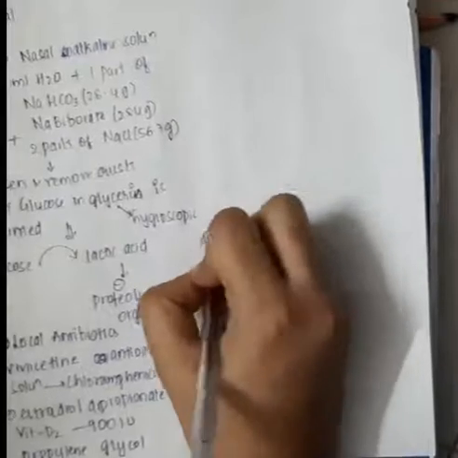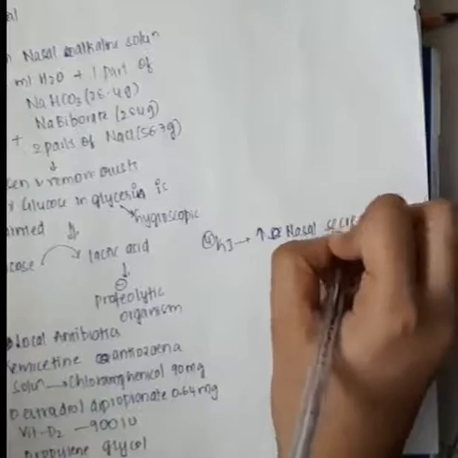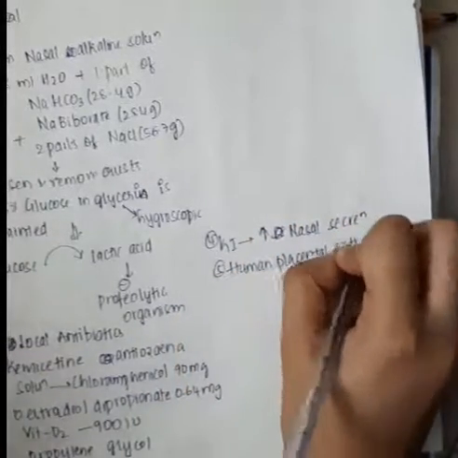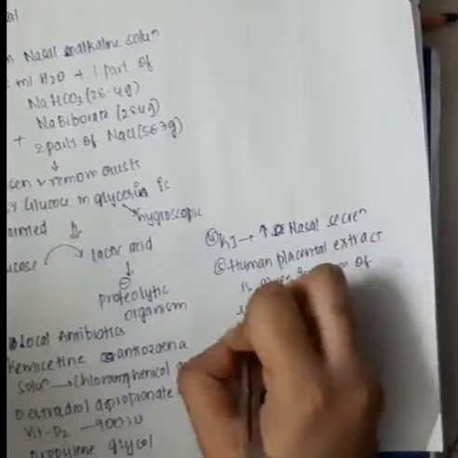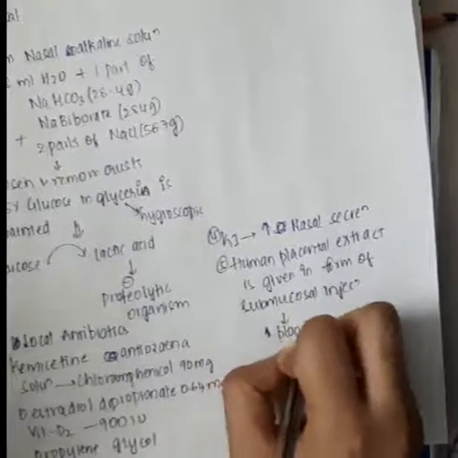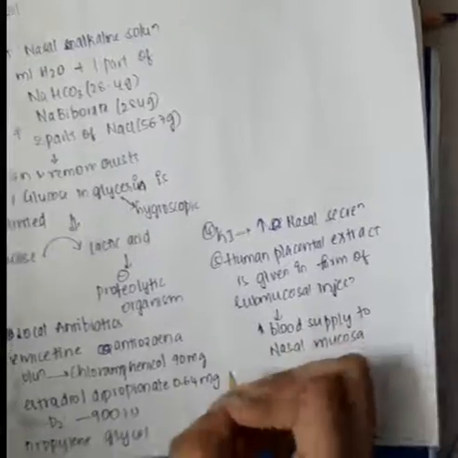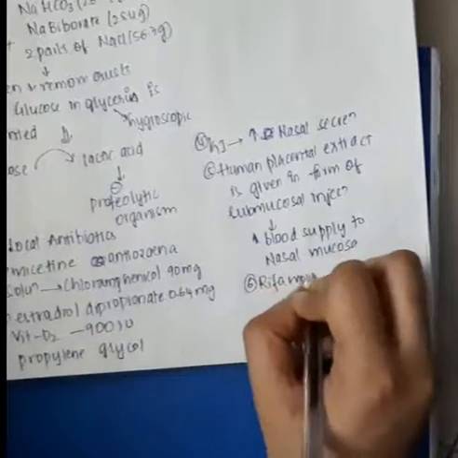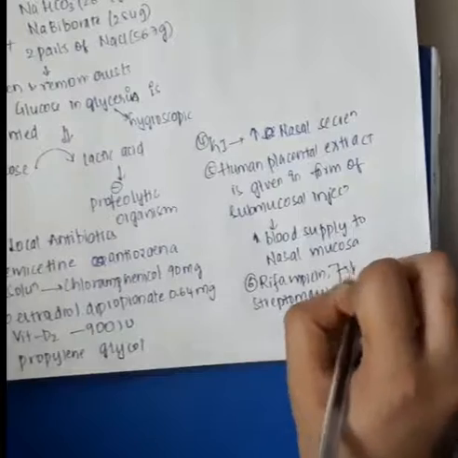Then you can also give potassium iodide. This potassium iodide increases the nasal secretions. Human placental extract can be given in the form of submucosal injections. This will increase the blood supply to the nasal mucosa. So this placental extract is also important. Then we have rifampicin, streptomycin, and estradiol sprays.